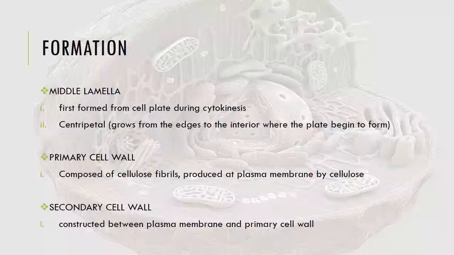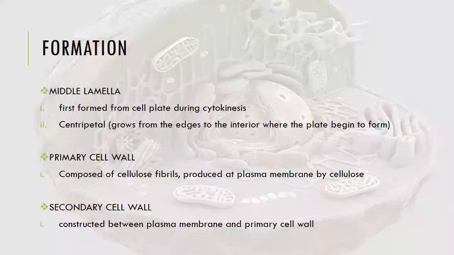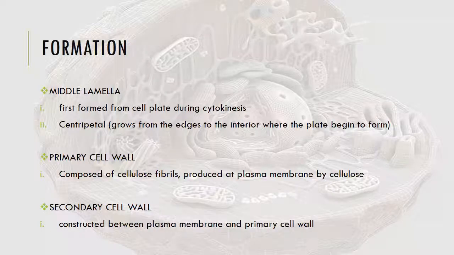The creation of these layers starts from the middle lamella. That will be the one to be created first, and its growth is always inward, or centripetal. That is why the primary cell wall, which is composed of cellulose fibrils, is produced between the plasma membrane and the middle lamella. After the primary cell wall is full grown, that is the only time that the secondary cell wall is produced, and this process happens between the primary cell wall and the plasma membrane.